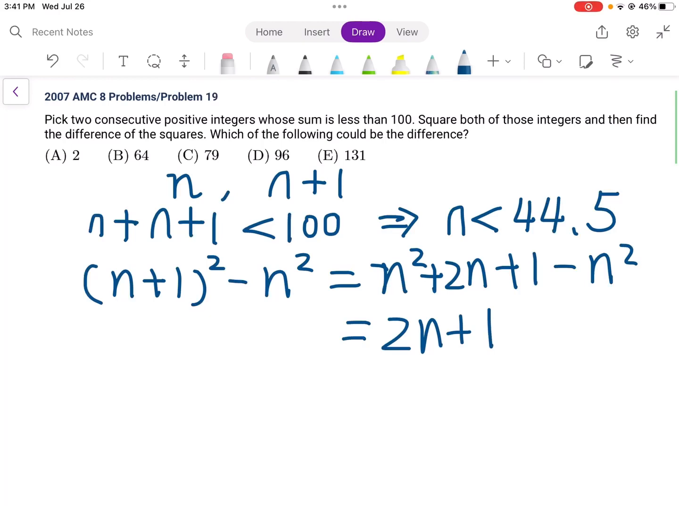Okay, now because n is an integer, 2n plus 1 is an odd number. And we know that their sum, n and n plus 1, is 2n plus 1. It's less than 100. So there are only C that satisfy this statement. So the answer is C.